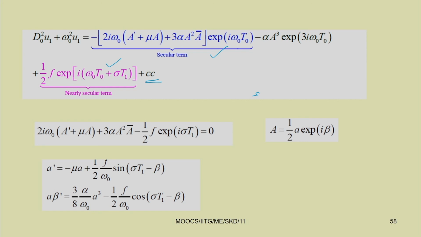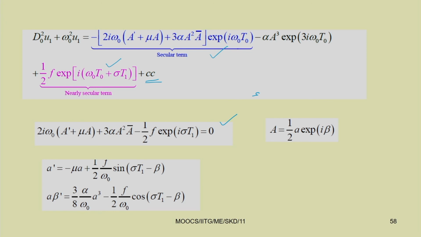That means, when you take sigma nearer to the omega 0 term, this external frequency will lead to a secular term. So, to get a bounded solution, we must eliminate the secular and nearly secular terms. Eliminating these secular and nearly secular terms, we have this expression: 2 I omega 0 a dash plus mu a plus 3 alpha a square a bar minus half f e to the power I sigma t 1 equal to 0.